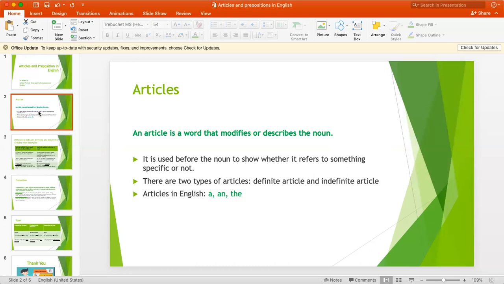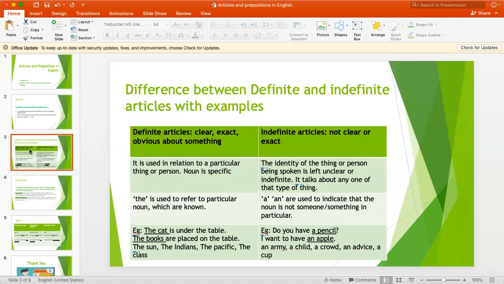Coming to the articles in English, we have three articles: a, an, and the. Depending upon the articulation of the consonant and vowel sound, a and an are used. Whereas the usage of the, we will discuss in the following slides. So, the difference between definite and indefinite articles in English. First, let's look at definite articles.